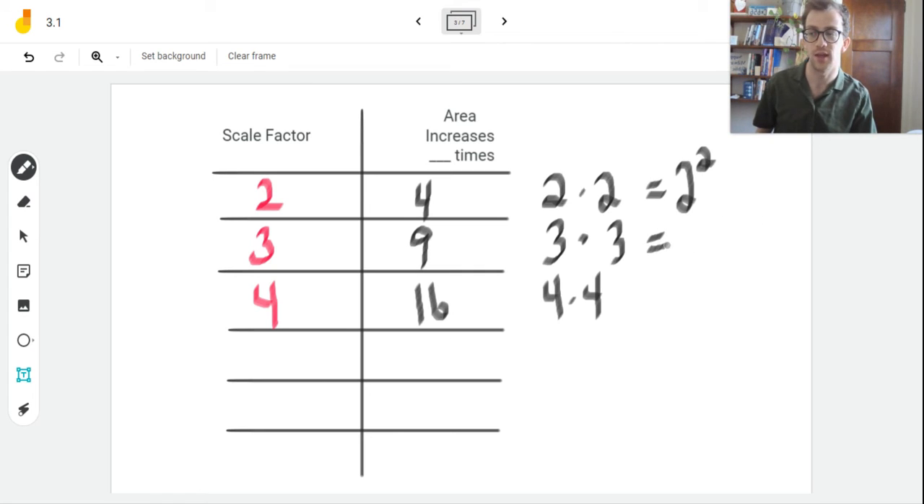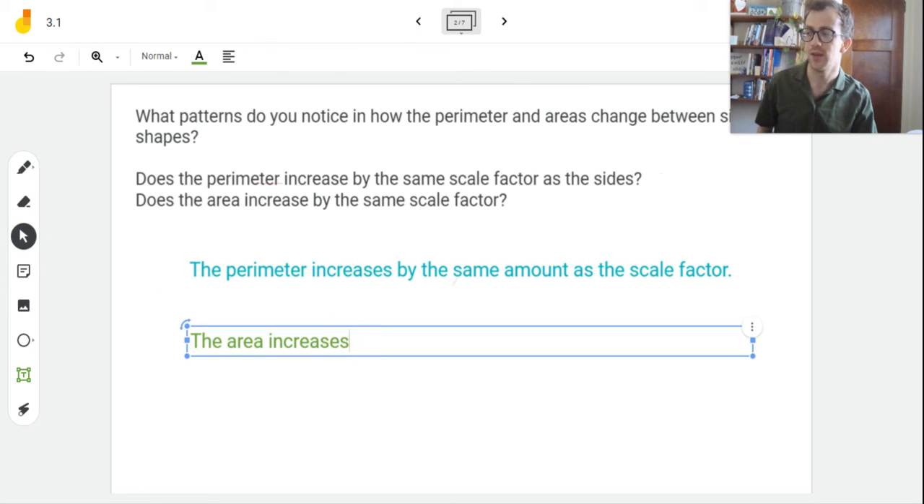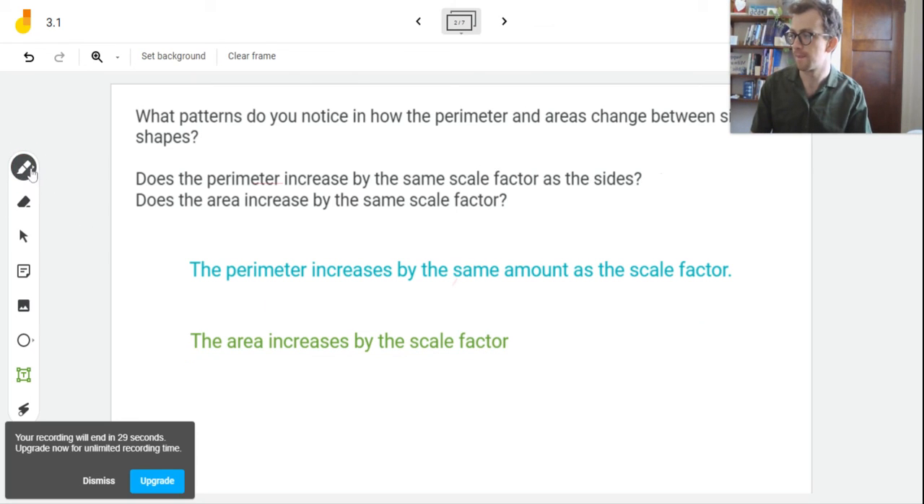3 times 3 is the same as 3 squared. 4 times 4 is the same as 4 squared. So the pattern that I'm noticing is whatever the scale factor is, if I square that number, then I know how much the area increases by. Let me write that down so that we can practice using that pattern. The area increases by the scale factor squared, to the second power.